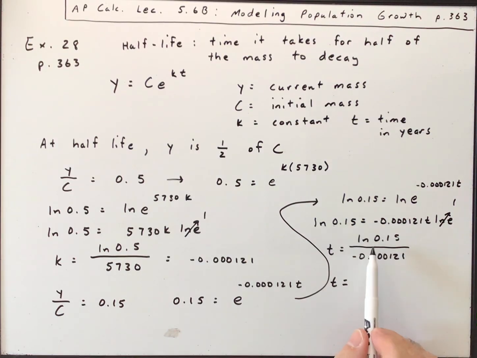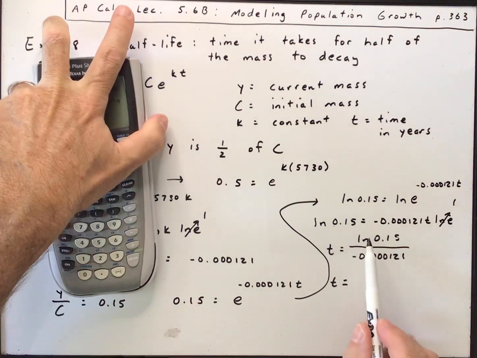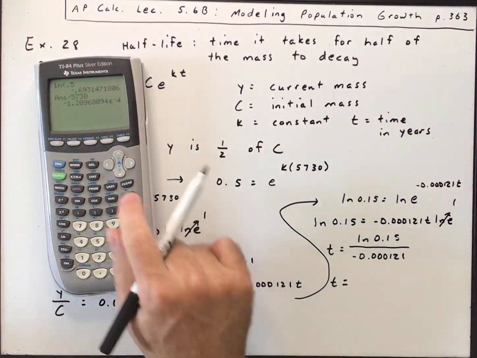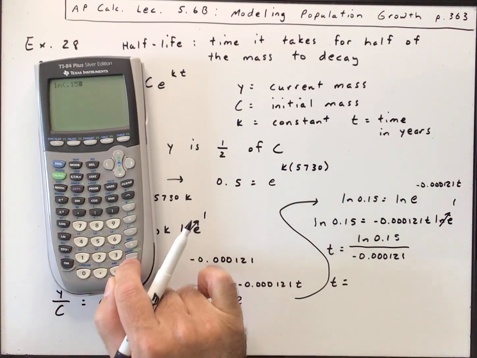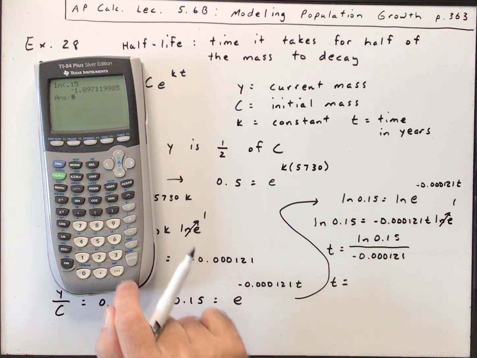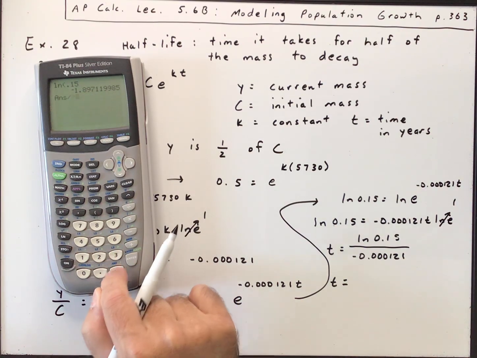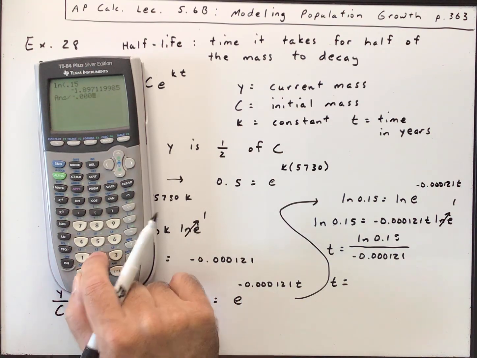Well, I know that the natural log of any number less than 1 is going to be negative, so the negatives will cancel. You can't have a negative time, so you know you've made an error if you've done that. So we'd have the natural log of 0.15, divide that by negative 0.000121.